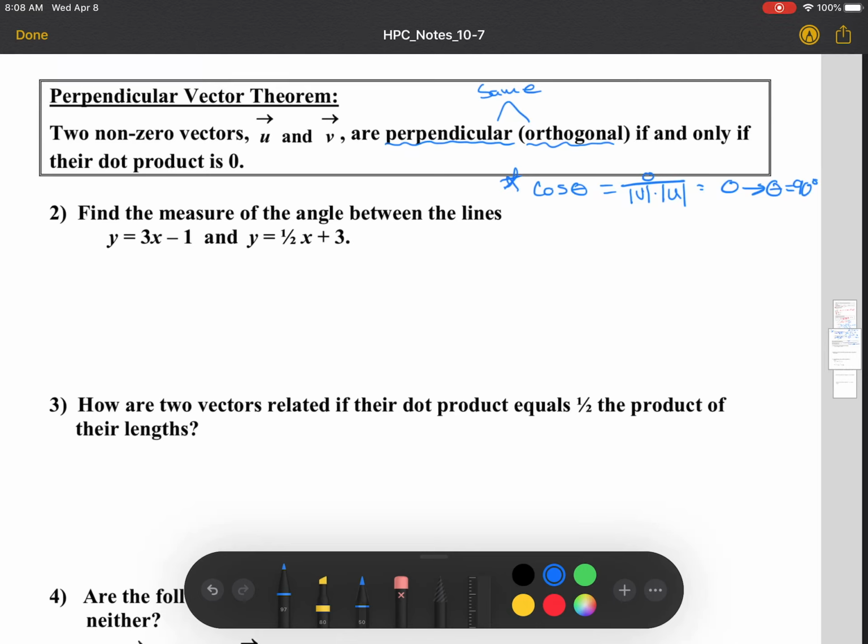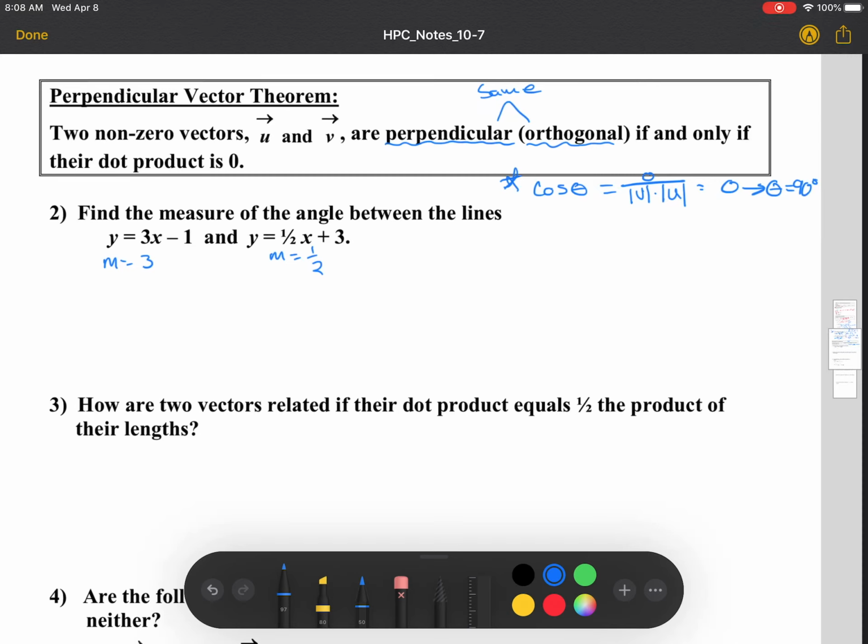Find the measure of the angles between the lines. So now we have 2 lines. We don't just have vectors. We have 2 lines, and we've got to find the angle between them. So let's start by looking at the slope. If you guys remember, the slope almost tells us our vector. That slope gives us the angle and everything. So here, let's just identify our slopes. For this one, we got m equals 3. We got m equals 1/2.